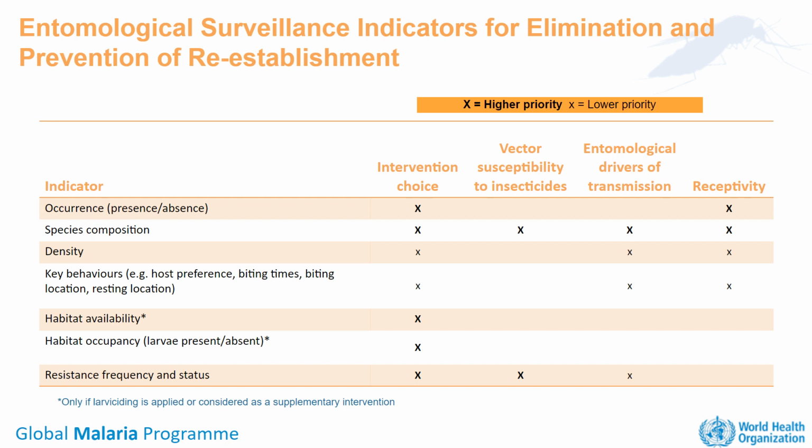Some of these indicators are high priority, whereas others are nice to know but not necessarily directly linked to programmatic decisions. When designing an entomological surveillance system, malaria programs should be clear about the decisions they have to make and the information needed to make the best decisions.